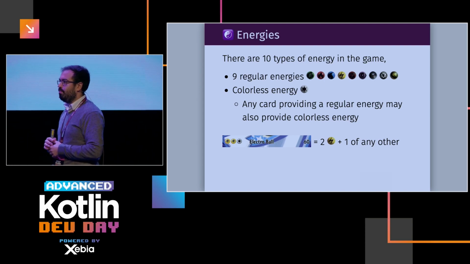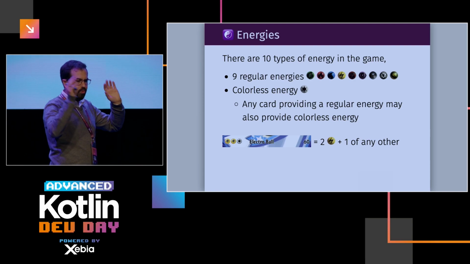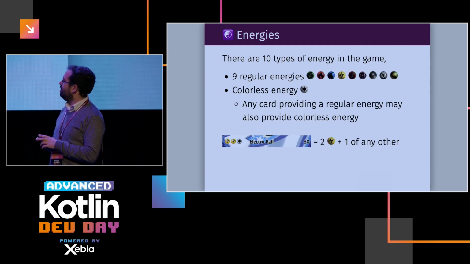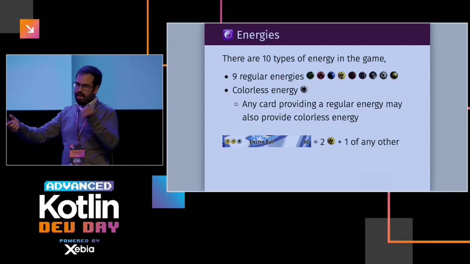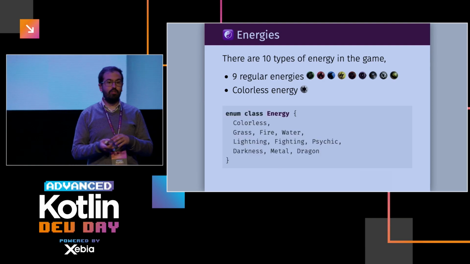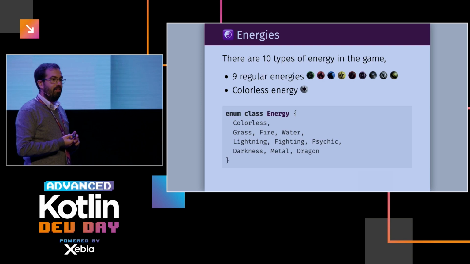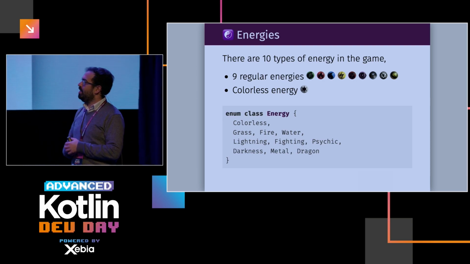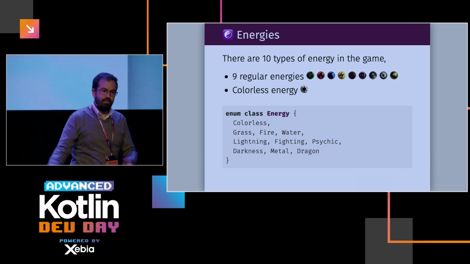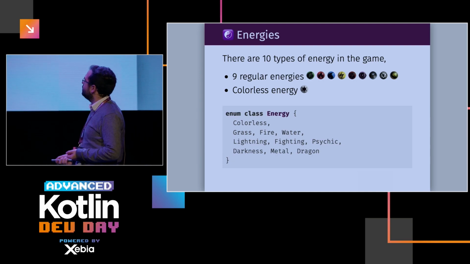And then there is also something about the energies. There are like 10 types, some regular ones, and one which is like a star, which counts for everything. So if you have this on the card, that means you need 2 lightning and 1 of any other to attack. Doesn't really matter a lot. The main thing is that this allows me to also remind you about enumeration classes. This is a typical example of an enumeration, right? You have all these things, colorless, grass, fire, water, and this is going to be our energy type, which, if you remember, we use in the Pokemon card class.